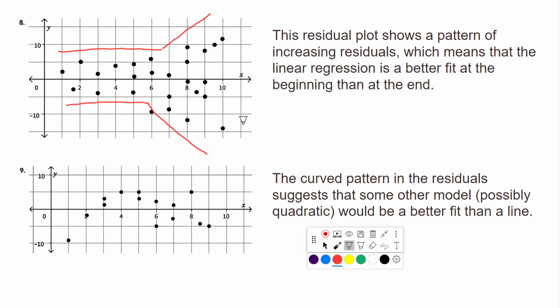In the second one, you'll notice that we have this curved pattern. We come up and then we start coming down. A pattern like that, where it's not evenly spread out all the way across, indicates that maybe a curve would be a better fit. Possibly quadratic, possibly exponential. But a line is not necessarily the best model because of the shape of this.